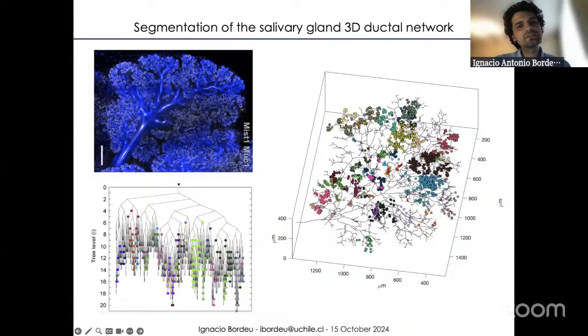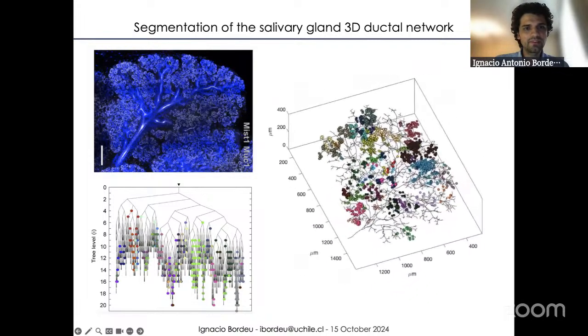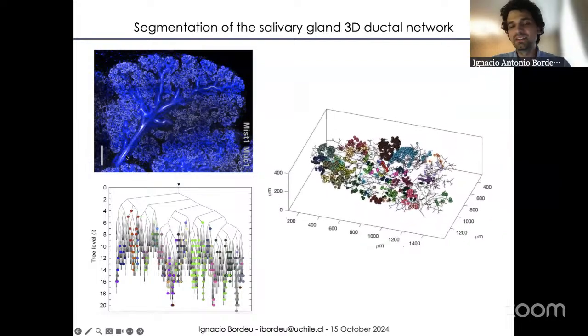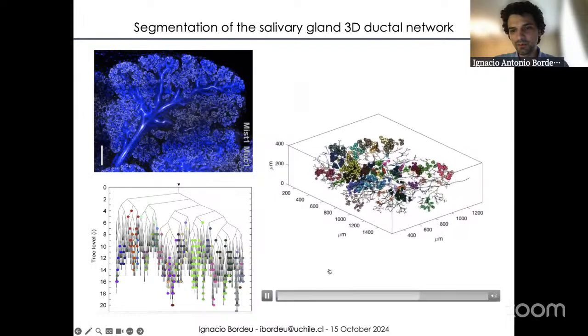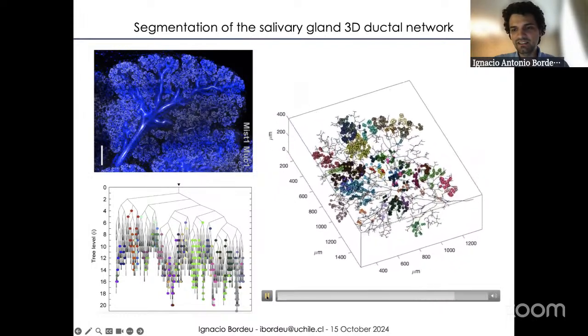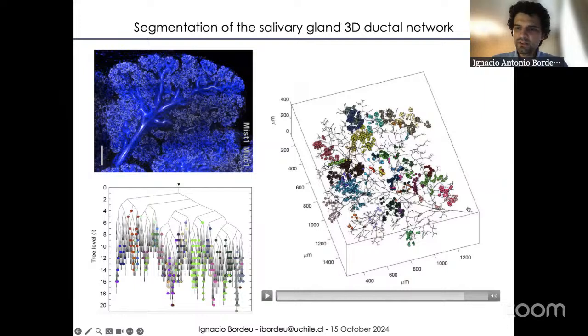So what we did was to segment one of the lobes of the salivary gland. This is a single lobe. The salivary gland is quite a bit bigger than this, but this is already hard to quantify. It has around 2,000 ducts, and you can see it moving around here. The segmentation of the ducts was done manually. We tried machine learning, but it didn't quite work for this setup. We're now using it for human salivary gland, and it's working much better. So this one was done manually. Lemonia traced all the ducts.